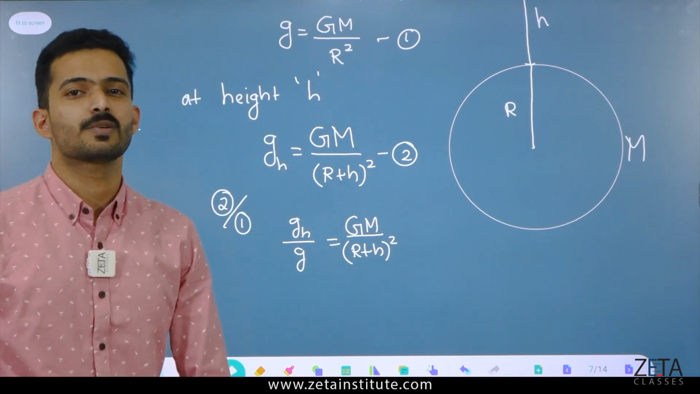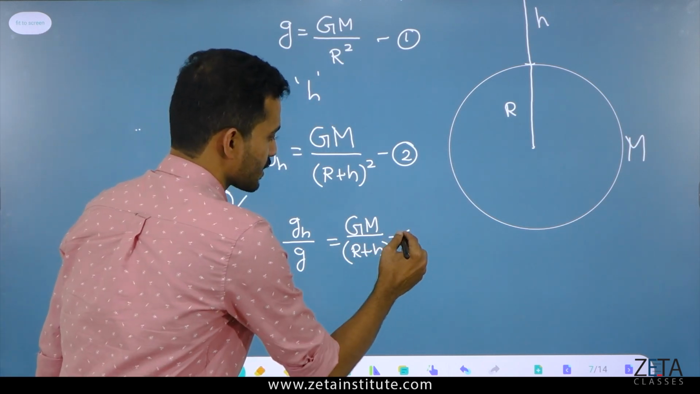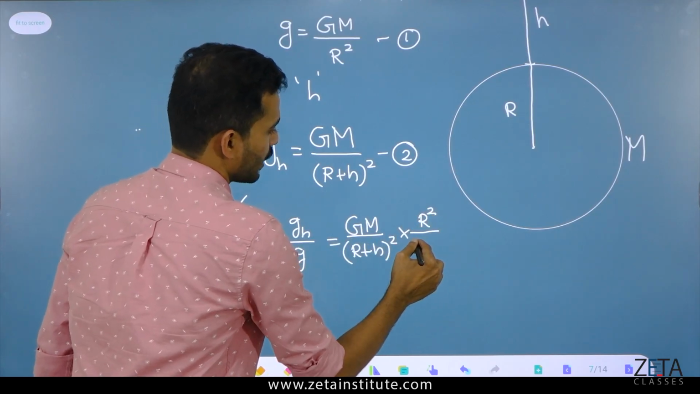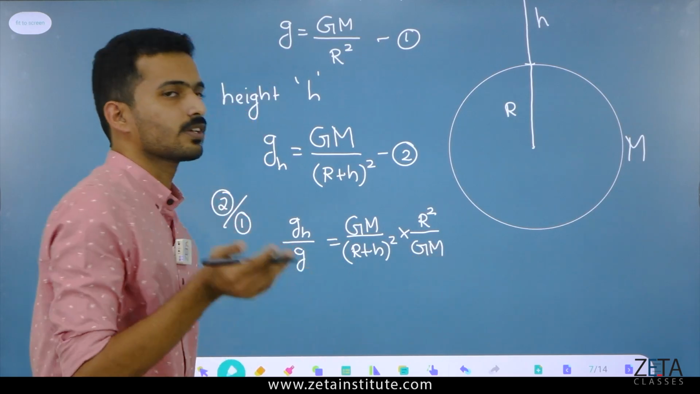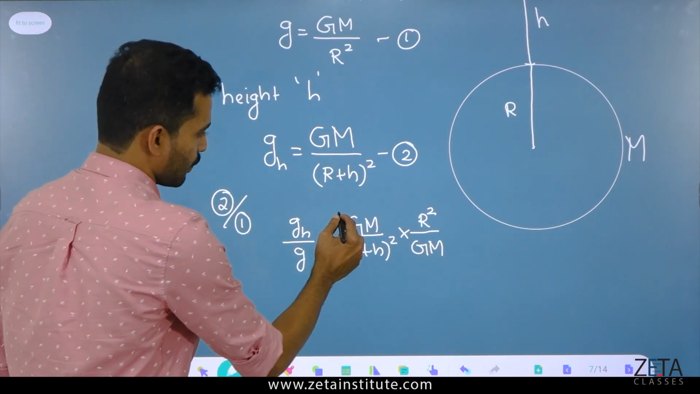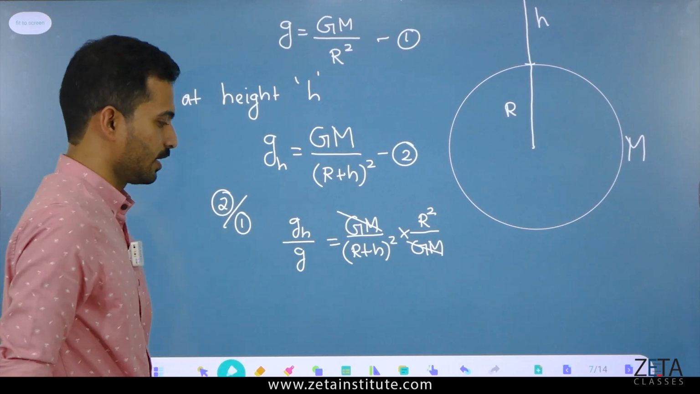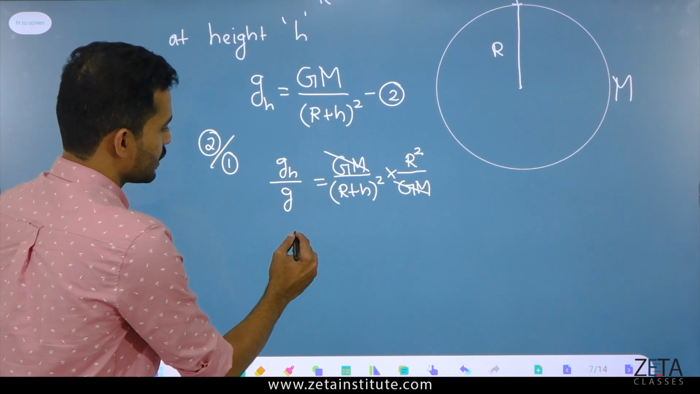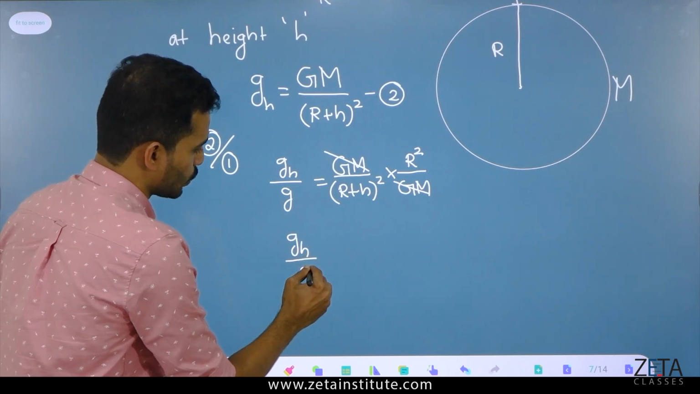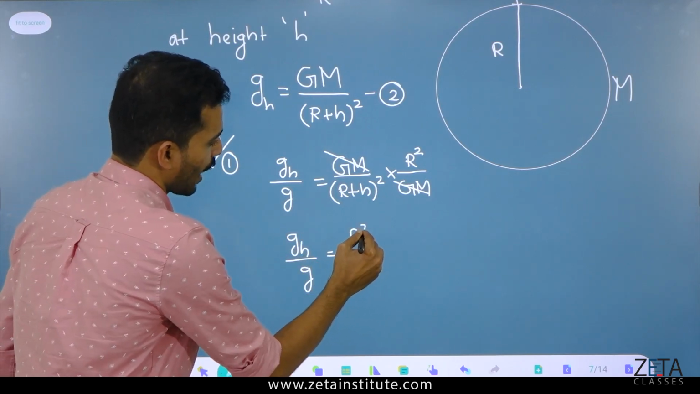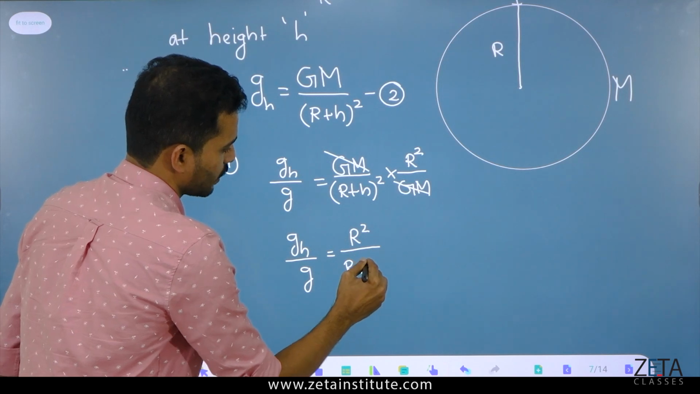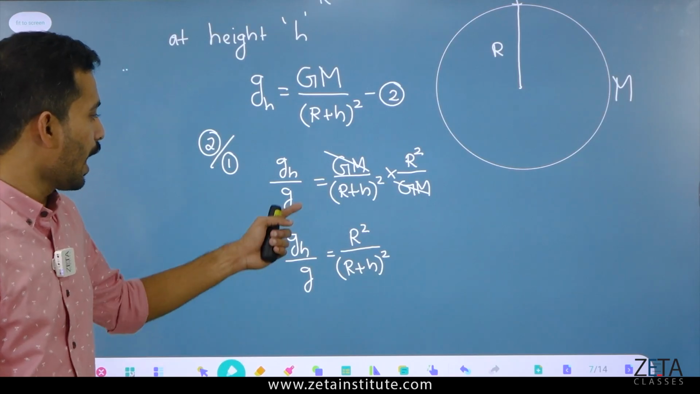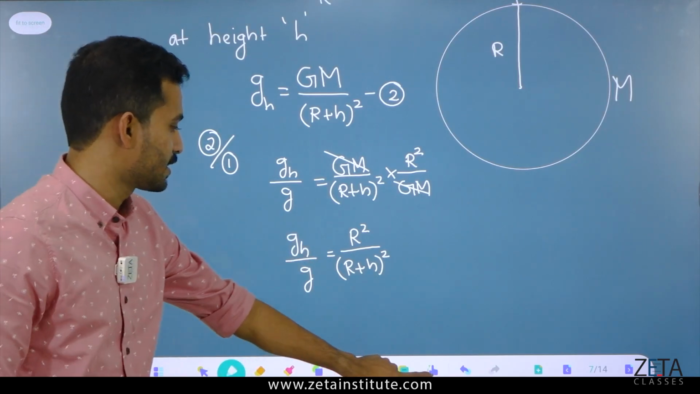So you can take the reciprocal and multiply. Let us take its reciprocal and multiply it. That is r square divided by GM. In the next step, we can cancel this GM and GM. So what is gh by g? gh by g is equal to r square divided by r plus h all square.